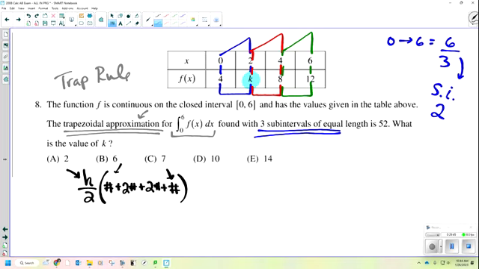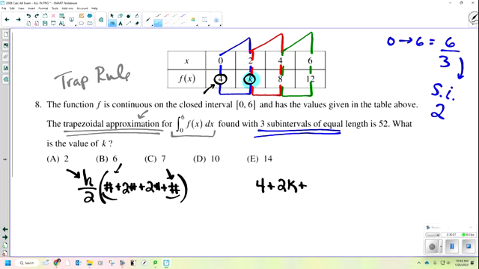Everything in the middle needs to get doubled. I don't double the bookends. Okay? So I look at all my ends, so to speak, of each trapezoid. There's 4, and then there's k. Okay, 4 is a bookend. It's where I start. I don't double that. Plus, k is not a bookend, so I got to double that.